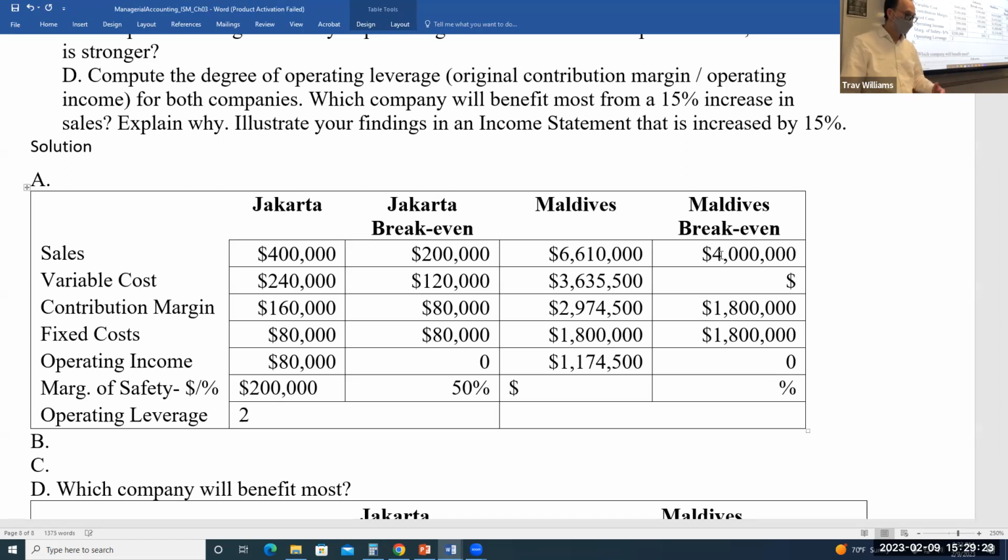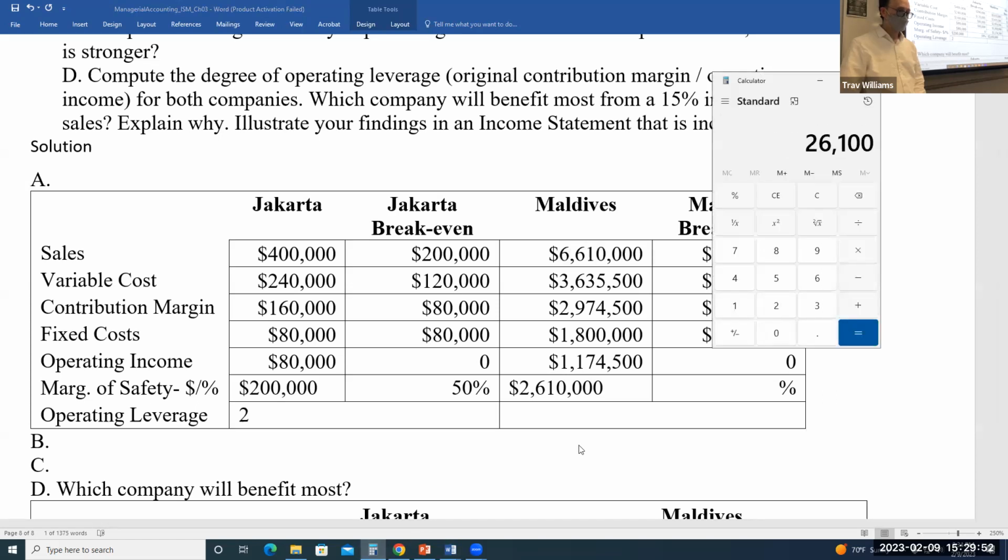And then we can take the difference for their variable costs. Okay. So their margin of safety now is the difference between the 4 million and their actual sales. That's 2,610,000. If we divide that by their actual sales, let's see what we get. 39.49%.